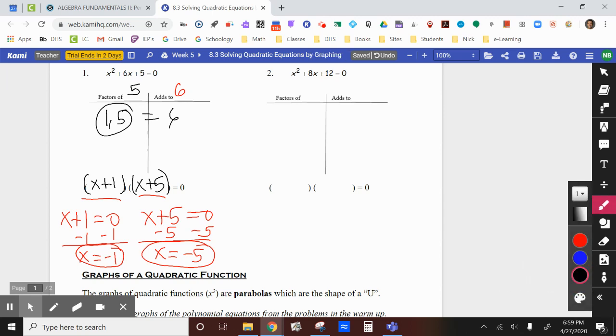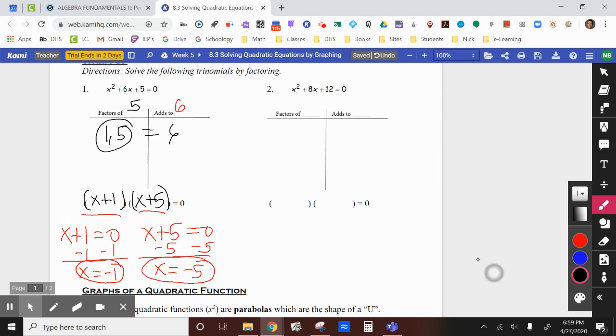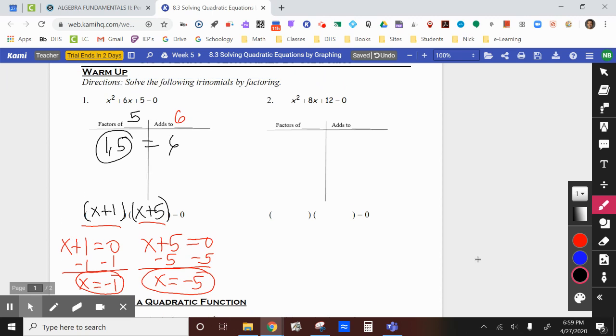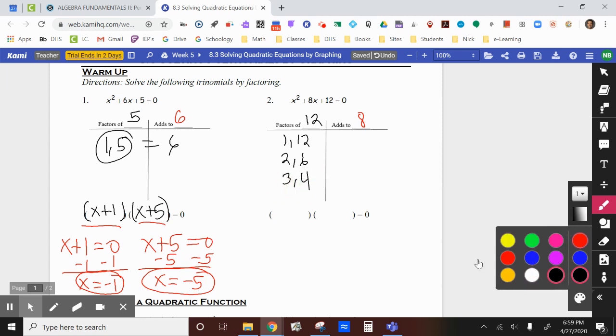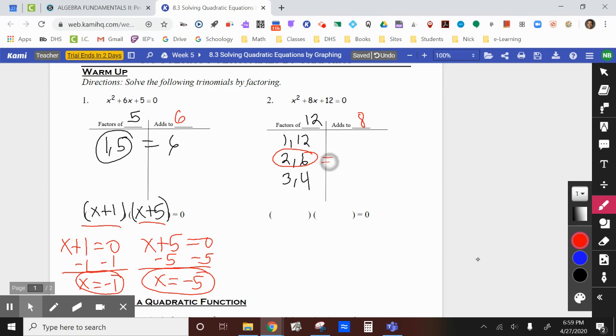And now we're going to try number 2. Actually, you guys tried number 2, so let's see what you got here. For number 2, we had to find factors of 12 that added up to 8. Well, my factors of 12 are 1 times 12, 2 times 6, and 3 times 4. Of those 3 pairs of factors, I'm going to use 2 and 6 because 2 plus 6 gives me 8. So now I'm ready to factor this.